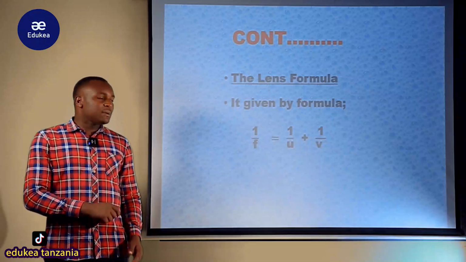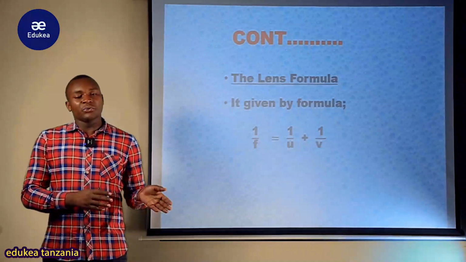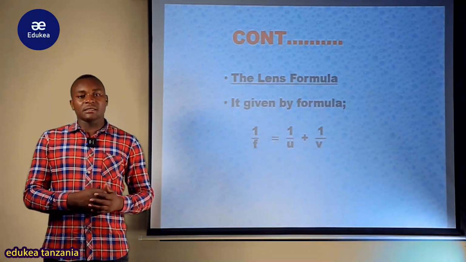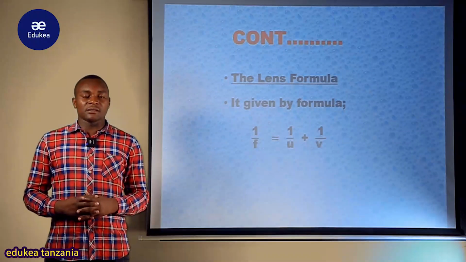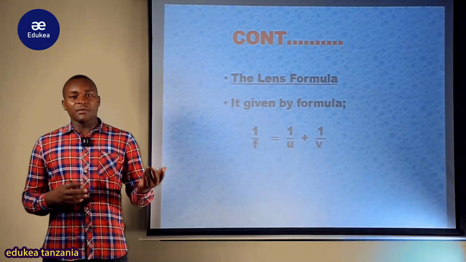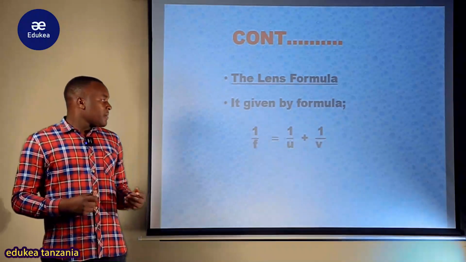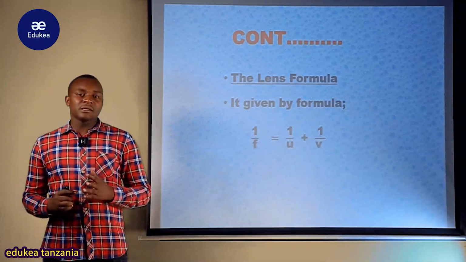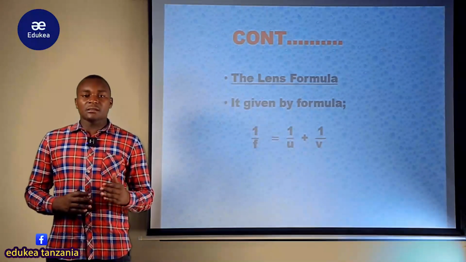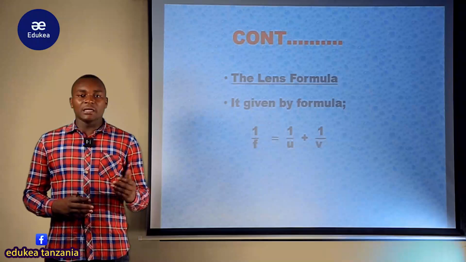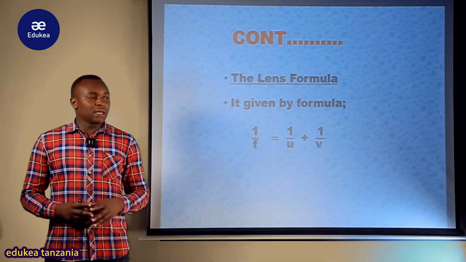But also u means to what distance the object stands from the lens. It means we talk about the object distance from the lens. But also v means in which distance or to what distance an image stands from the lens.